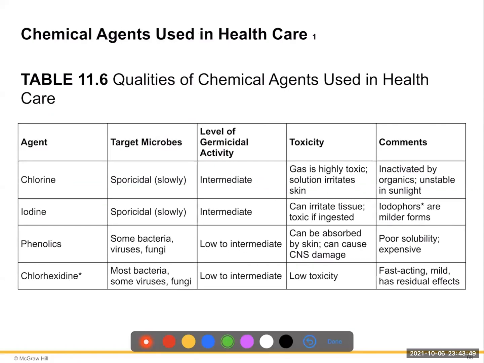Okay. So these are the different qualities of the different agents that we use. We can use chlorine, iodine, phenolics, and chlorhexidine. Chlorine is a sporicidal, kills spores, but it kills them very slowly. Iodine is a sporicidal, kills very slowly. Phenolics kill some bacteria, viruses, and fungi. Chlorhexidine, mostly bacteria with some viruses and fungi.